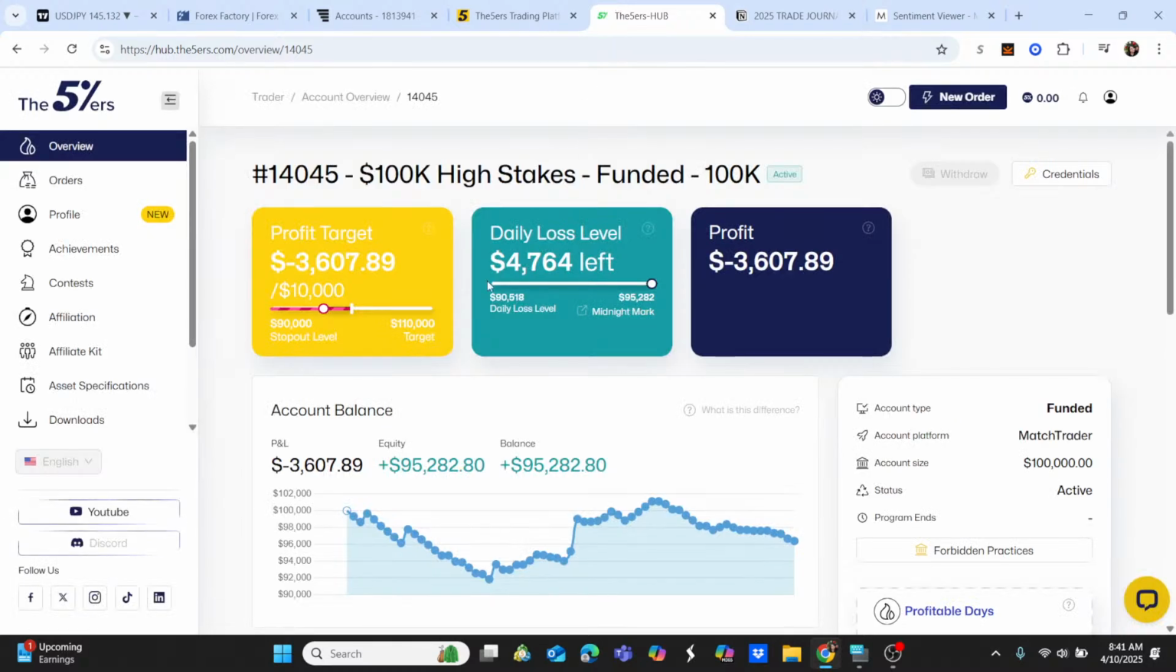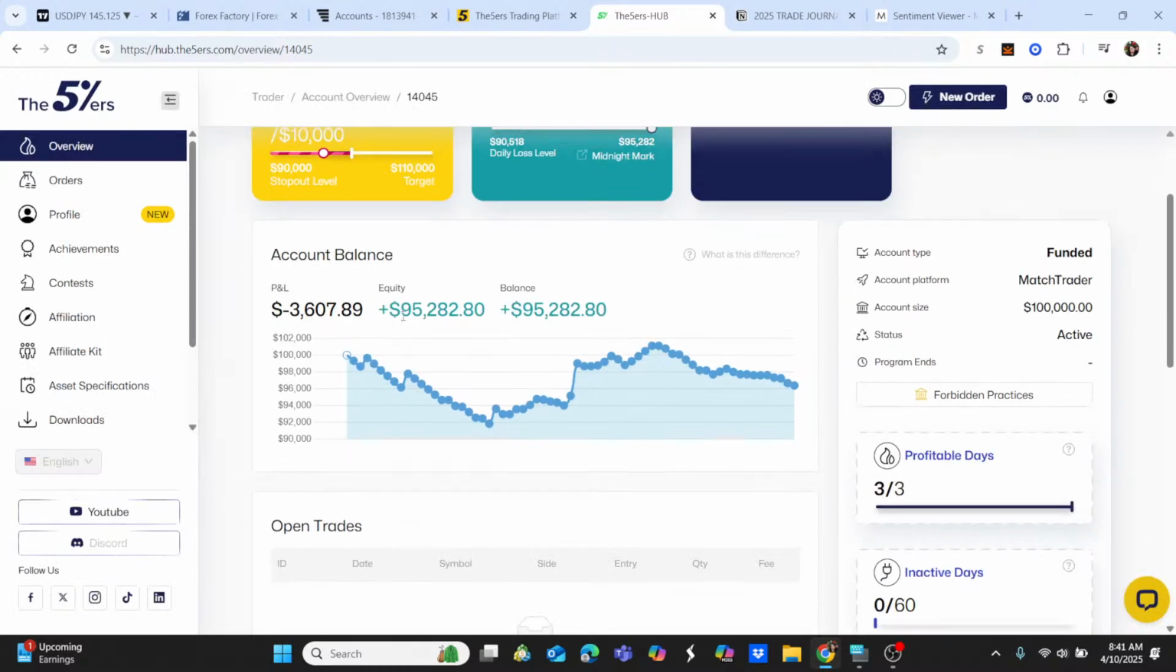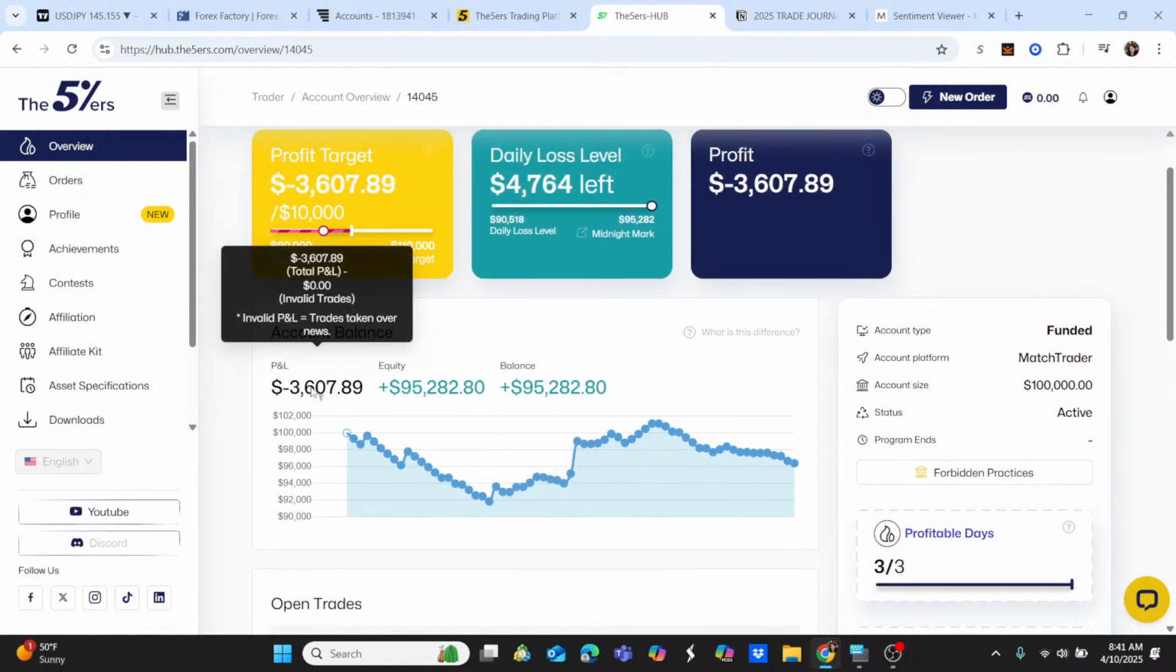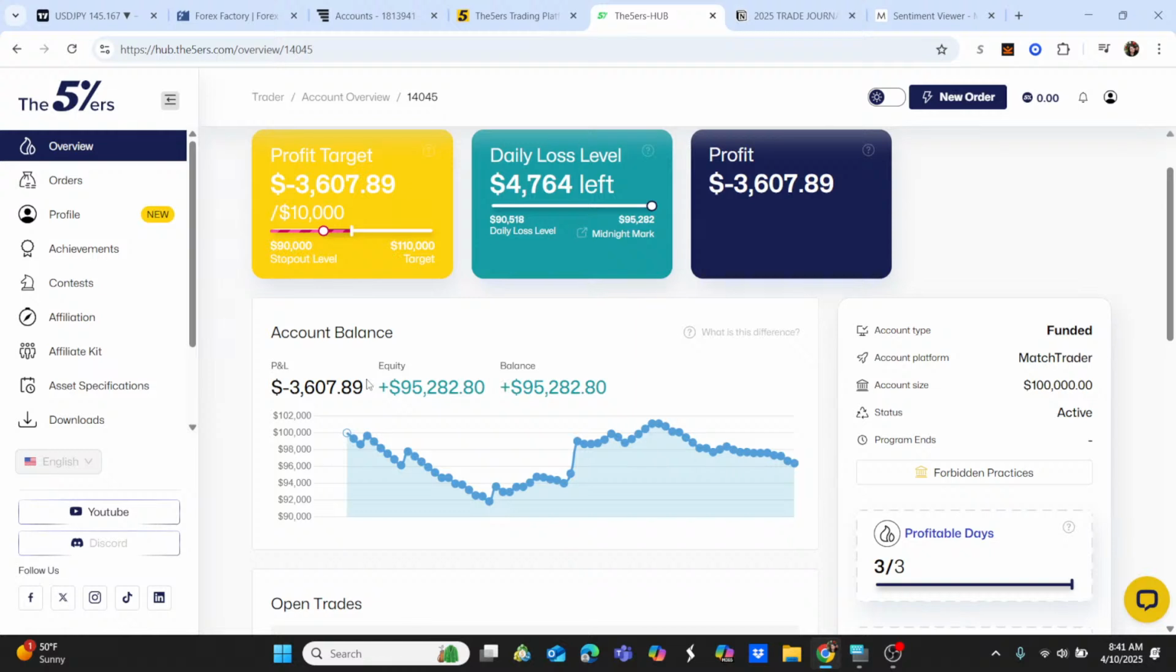So we go to the next account right here. This is the other account right here. That's the drawdown right here, 4.8. We didn't take any trades. We only took one trade this month.